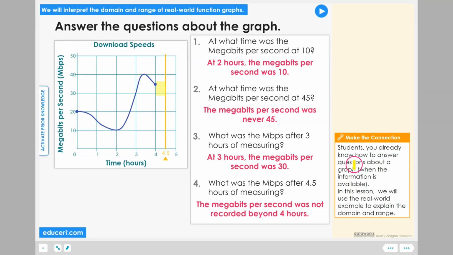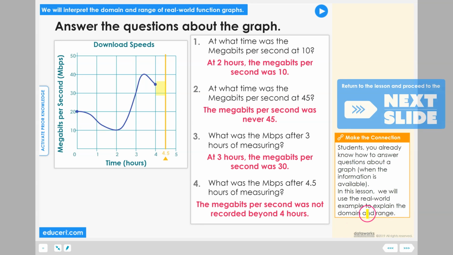Students, you already know how to answer questions about a graph when the information is available. In this lesson, we will use the real-world example to explain the domain and range.